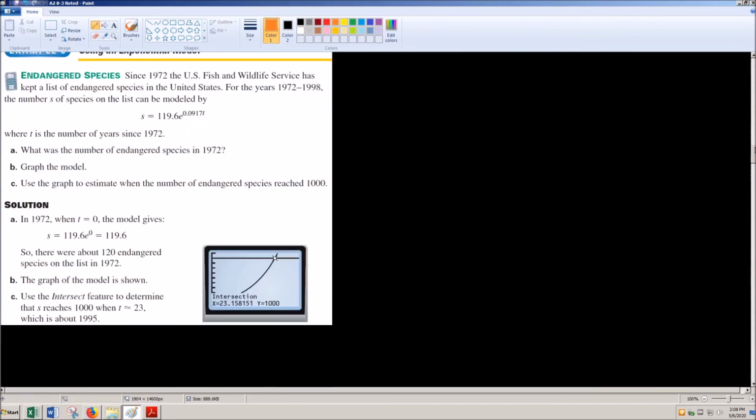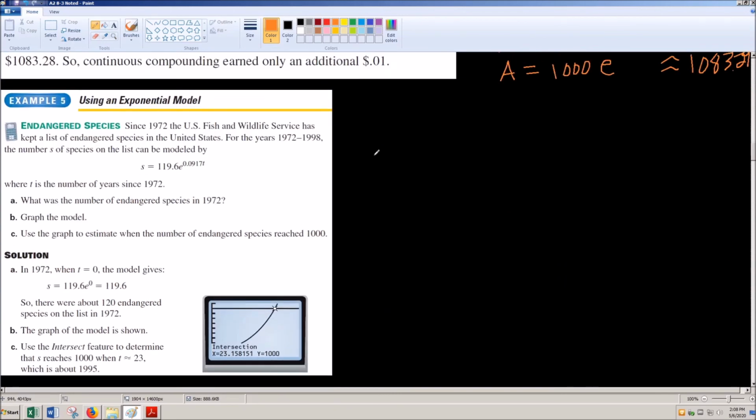So now let's look at one more example here. So here we've got some wildlife data. Fish and Game has kept an endangered species list for these years modeled by this. The first thing we actually care about is that the year you're using is going to start at year 0. The thing people get most confused on is that 1972 turns into 0. That's my start. So this is going to start in 1972, and it's going to be increasing.